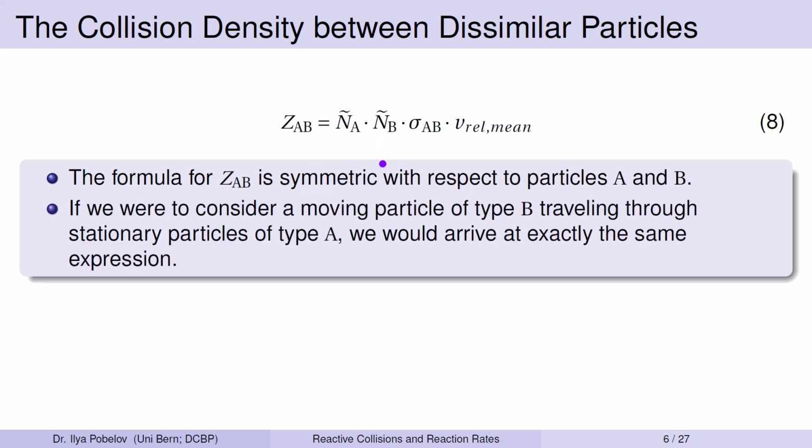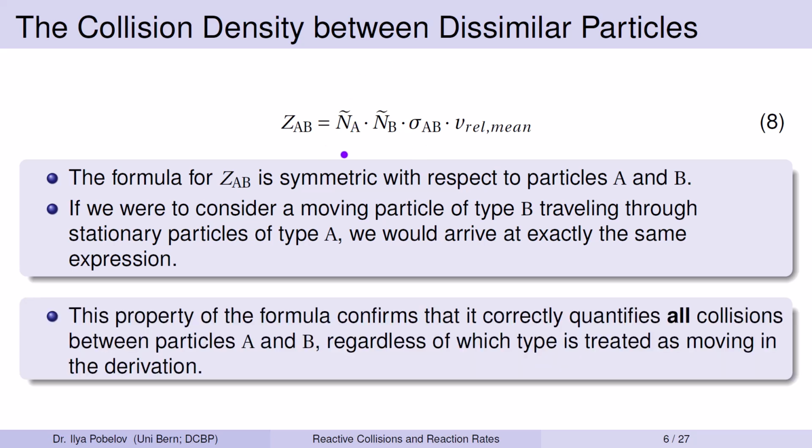Second, the formula is symmetric with respect to particles A and B, as it should be. If we were to consider a moving particle of type B traveling through stationary particles of type A, we would arrive at exactly the same expression. This property of the formula confirms that it correctly quantifies all collisions between particles A and B, regardless of which type is treated as moving in the derivation.